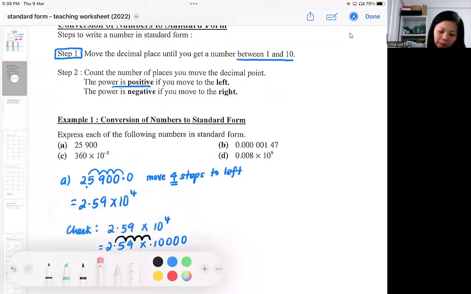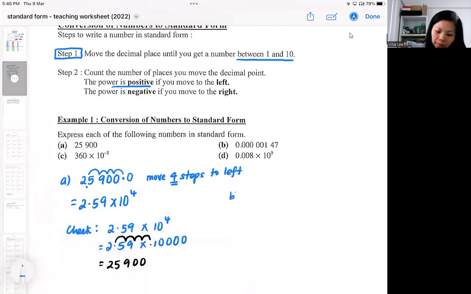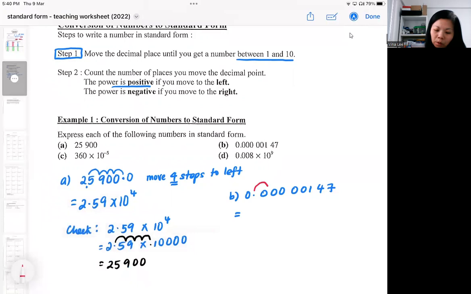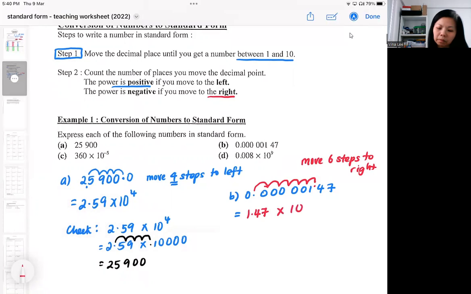Okay, so let's try part B. Part B is a small number. So you are going to move the decimal place. So I'm going to move, okay, 3, 4, 5, 6. I'm going to move 6 steps to the right, and I managed to get 1.47. The power will be negative. It will be a -6.